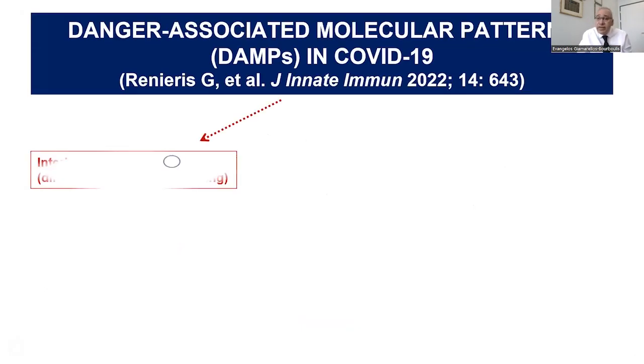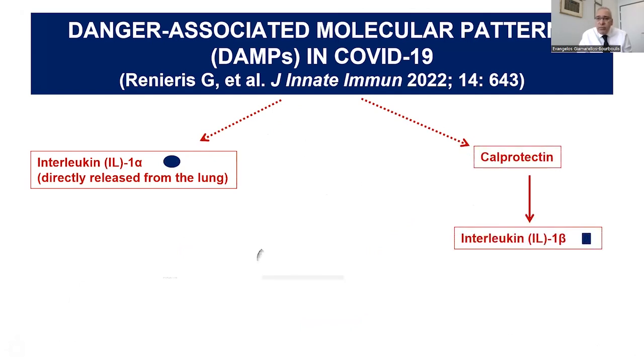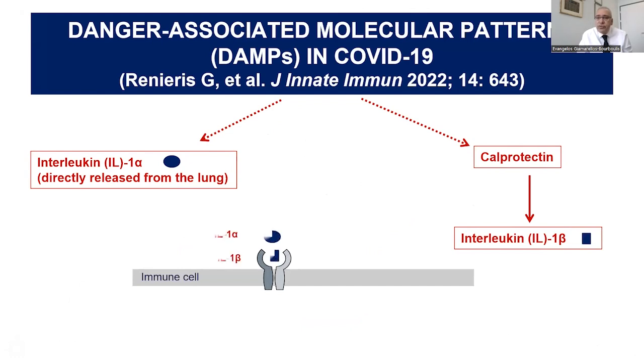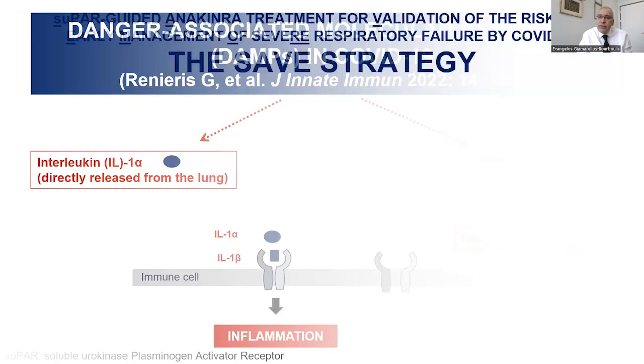It's IL-1 alpha and also calprotectin, which stimulates the production of IL-1 beta. Both IL-1 alpha and IL-1 beta stimulate the IL-1 receptor on the cell membrane of the immune cell, which leads to inflammation. And the cell tries to protect itself by an endogenous antagonist, which binds on the receptor so that the effect of IL-1 alpha and IL-1 beta is attenuated.